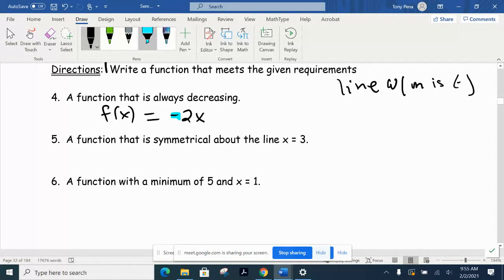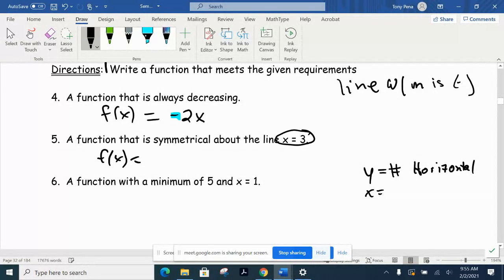Here's what number 5 is getting at. So you're going to write a function that is symmetrical around the line x equals 3. So hopefully we've done enough of these where wherever you have y equals a number, that means you have a horizontal line. Now we've done quite a bit in this chapter. If I just have x equaling a number, which we do right here, that means this is a vertical line.